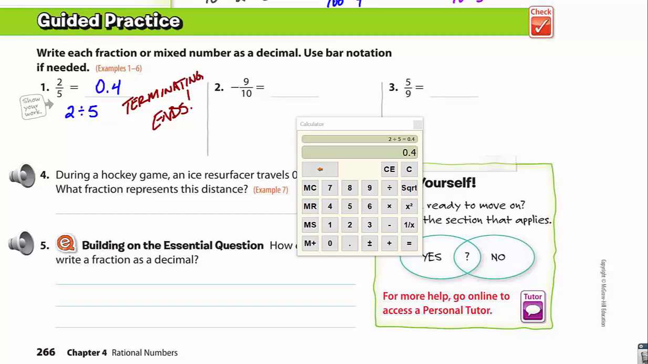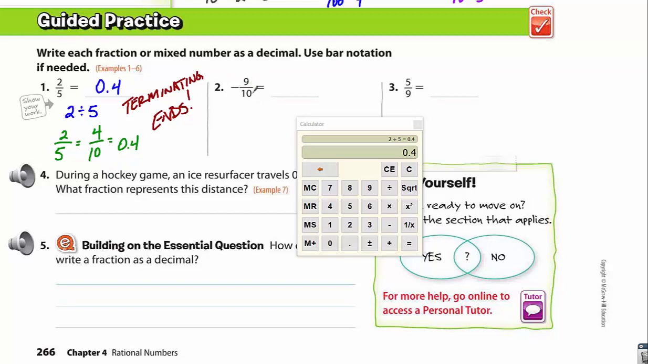Now, another way that you could have done that 2/5 without a calculator is you could have said, well, there's 2/5. I have to get it to equal tenths or hundredths or thousandths. And it actually will equal tenths. 5 times 2 is 10. 2 times 2 is 4. Now we've got 4/10. Same answer.